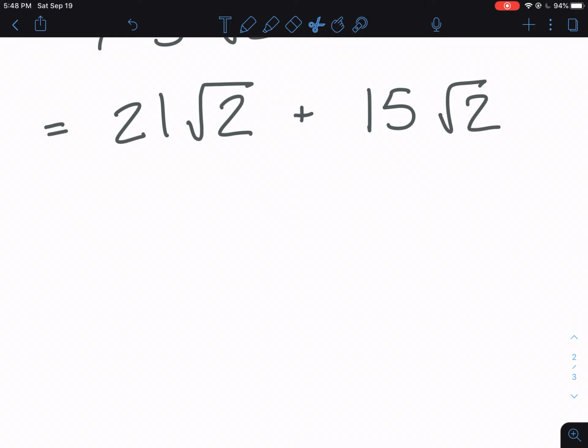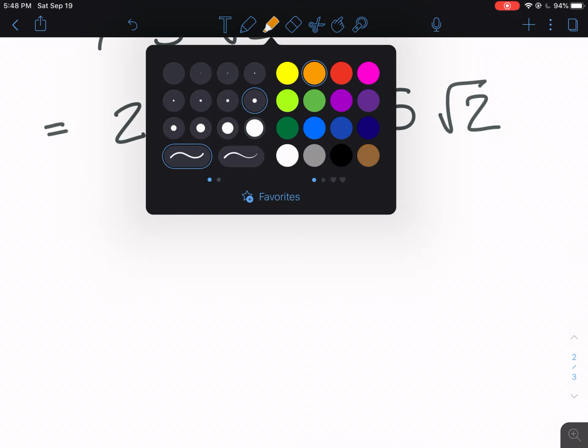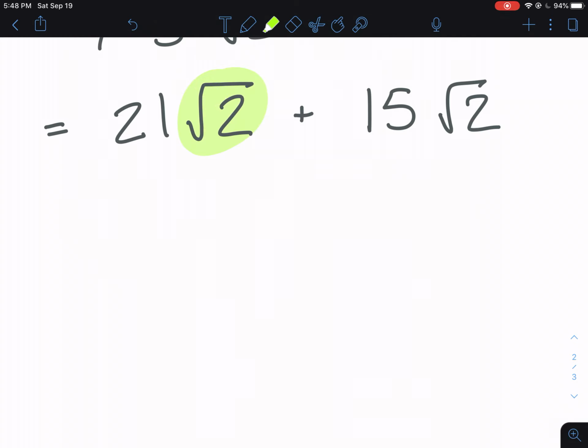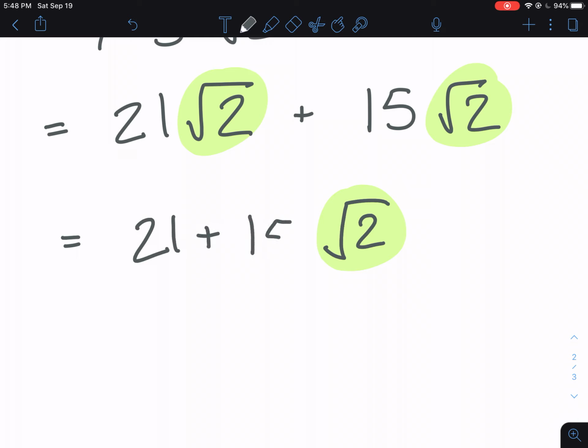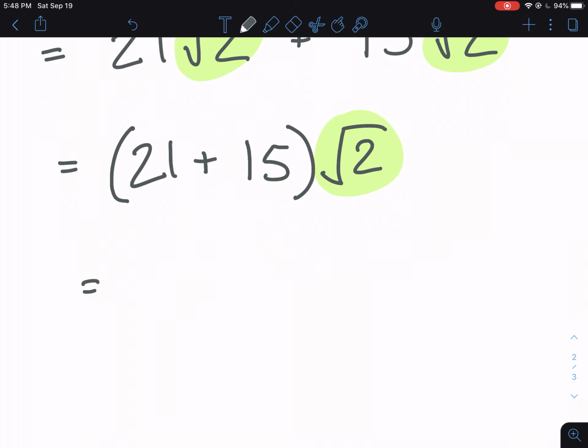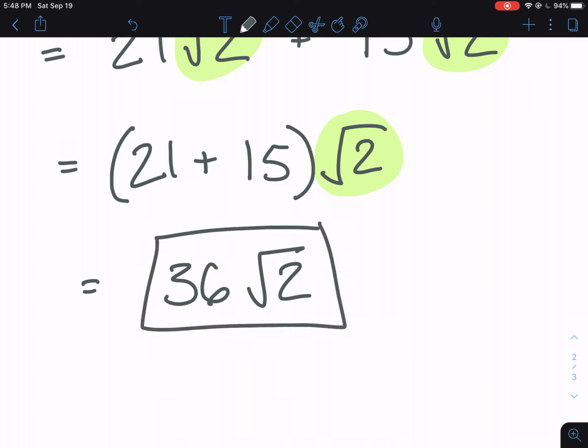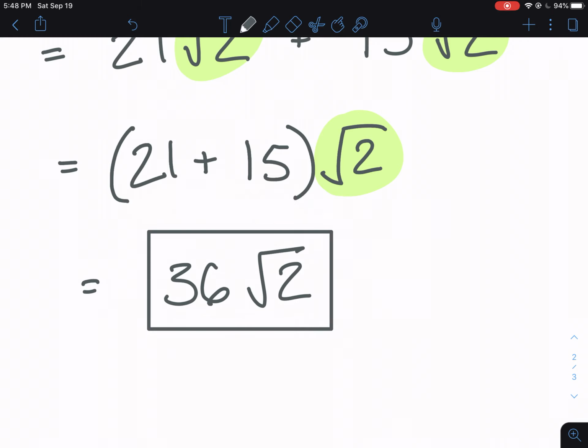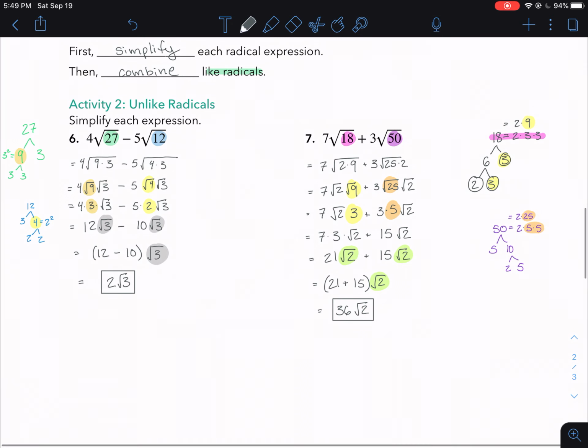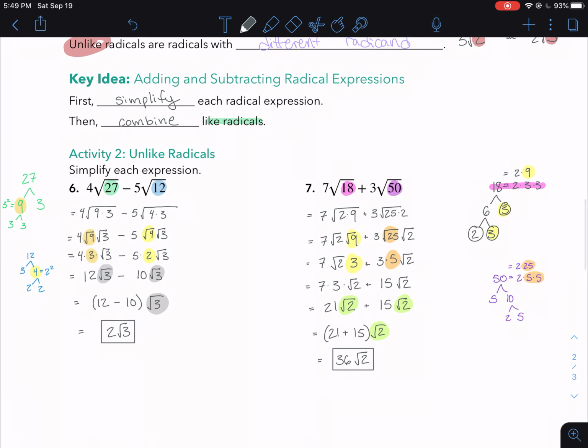So we are here, and we have like radicals. We have the square root of 2 and the square root of 2. So we can undistribute that square root of 2, and we are left with 21 plus 15 together times the square root of 2. 21 plus 15 is 36. We multiply that all together by the square root of 2. And you guys, that is much, much, much more simple than our original expression. Wasn't that so great? So great.